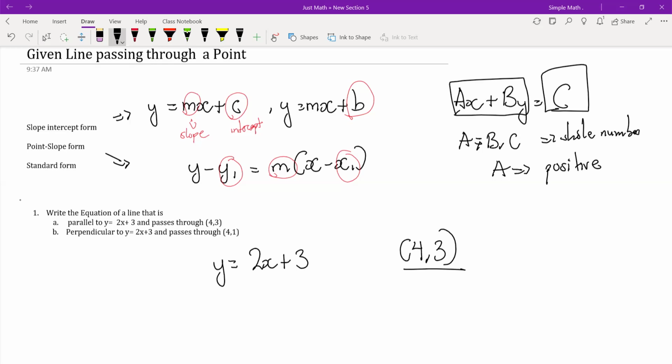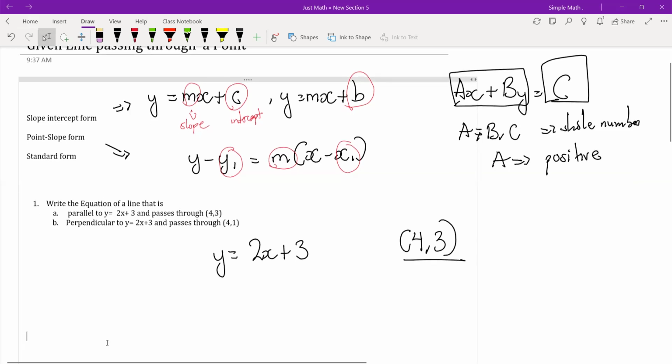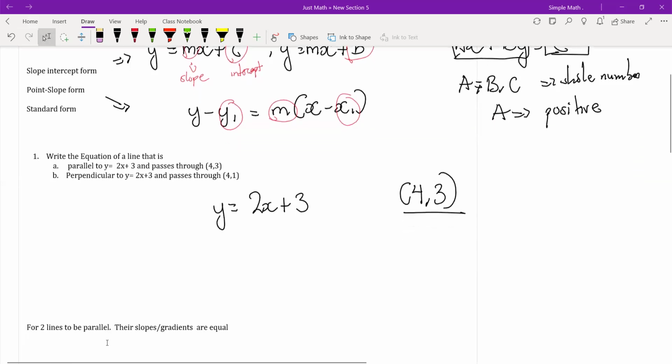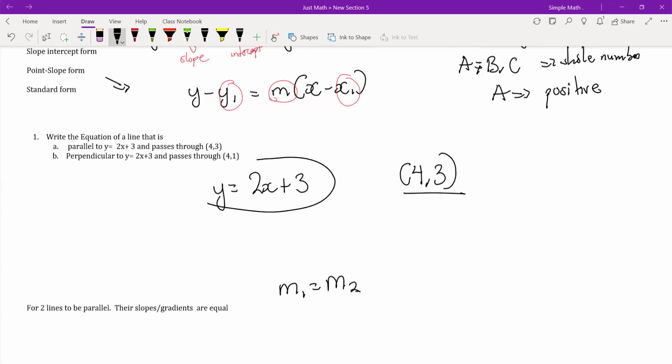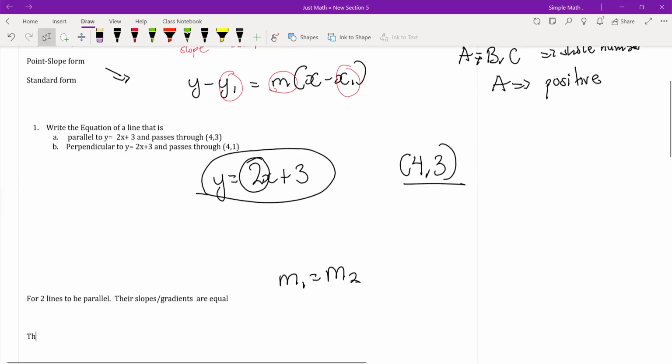So for two lines to be parallel, their slopes or gradients are equal, or you see something like m1 equals m2. It means that the slope of this line and the slope of the line that we're looking for are the same. So if the slope of this line is 2, the slope of the other line is also 2.